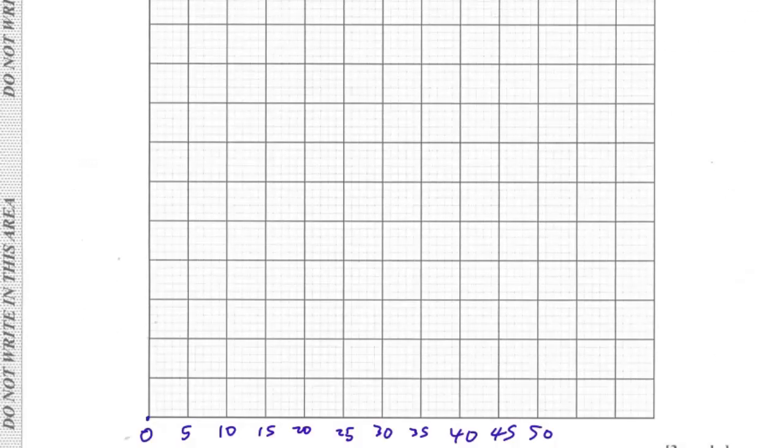So each thin line would represent 1. So 8 would be just 2 thin lines before the 10. So let me do it here. So 8 would be here. So this is the minimum. The maximum here is 50. So that's the minimum, which is 8. The maximum is 50. Let's put in the quartiles now.